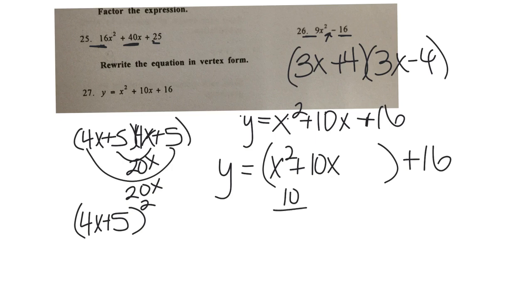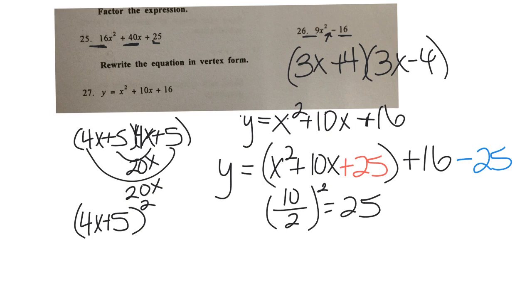So I take my b term, divide it by 2, and square it. We get 25, right? 5 squared. I'm going to add 25 inside the parentheses, but to keep my equation balanced, I need to subtract 25 on the outside of the parentheses. If I'm doing it on the same side, I need to make sure it stays the same. So if I add 25, I have to subtract 25.